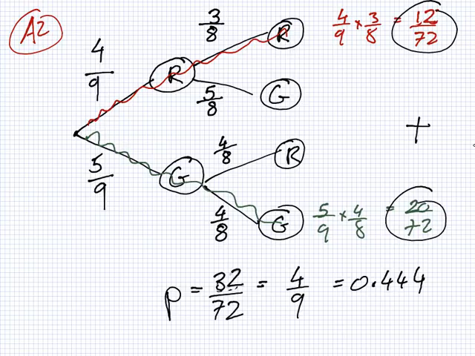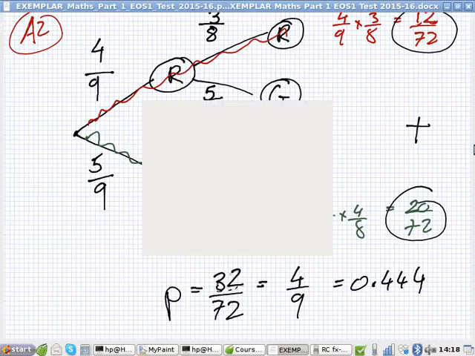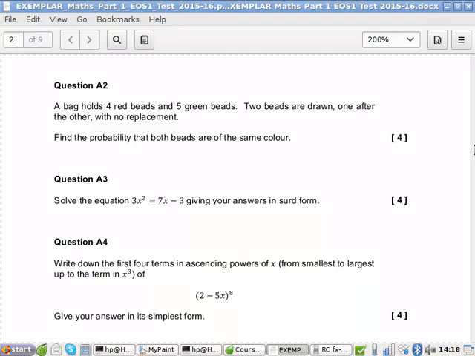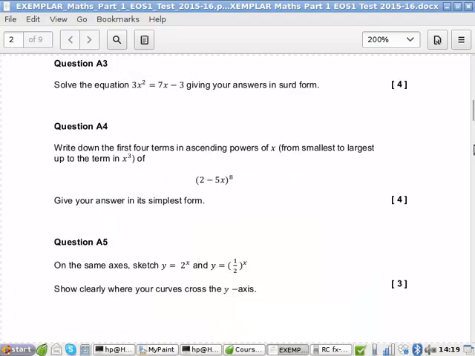Can we go on to number three now? Yeah. Yep, okay. Number three is a practice using the quadratic formula.